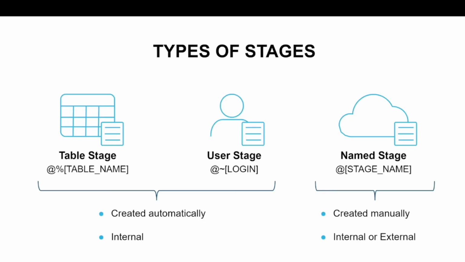We have three types of stages. One is the table stage, another is the user stage, and the third is the named stage. The table and user stages are created automatically and are internal stages. The named stage you have to create manually, and under the named stage you can have an internal stage and an external stage. So let's see all three of them.